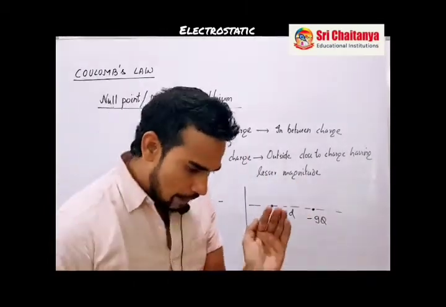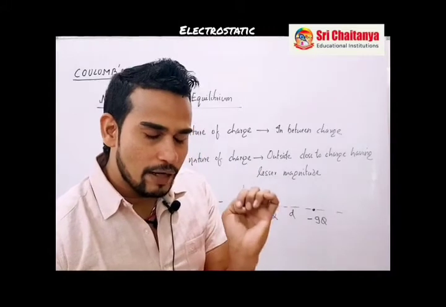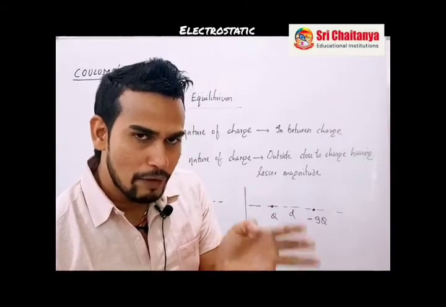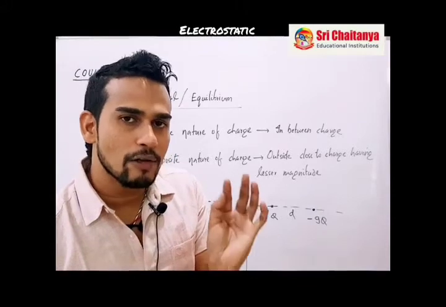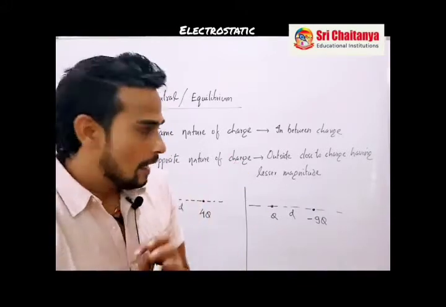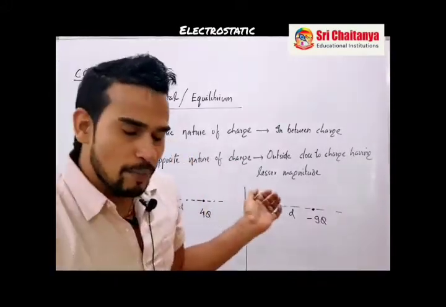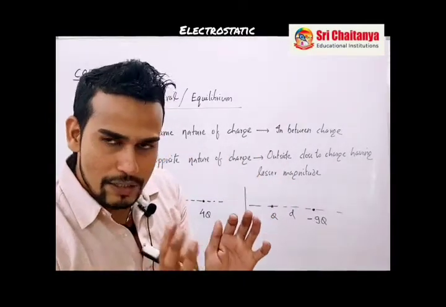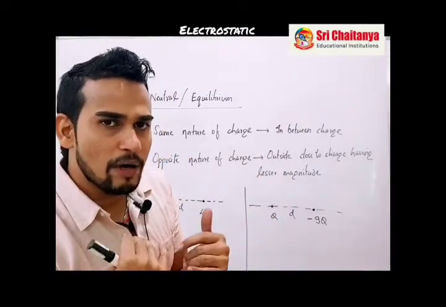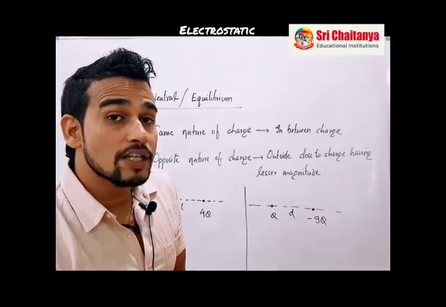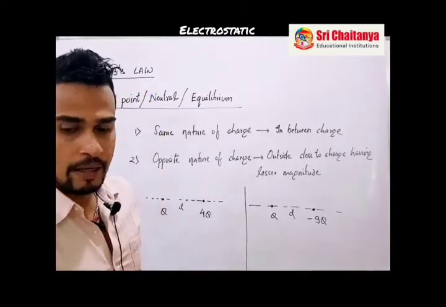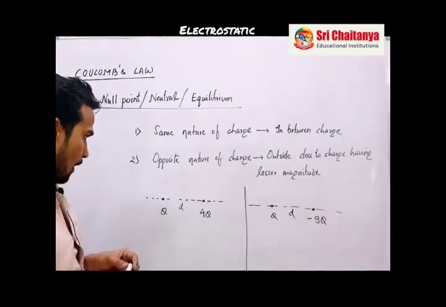So what you learned: null point means the point where net force will be 0, where field will be 0. That point is also known as the point of equilibrium, also known as the neutral point. If charges are of the same nature, the null point will exist between the charges. If charges are of opposite nature, the null point will exist outside the charges, close to the charge having lesser magnitude. Now just see how to do this.